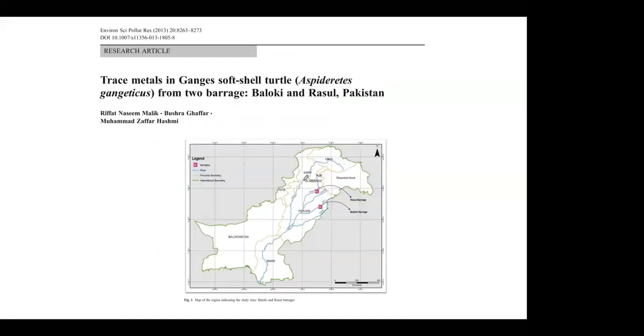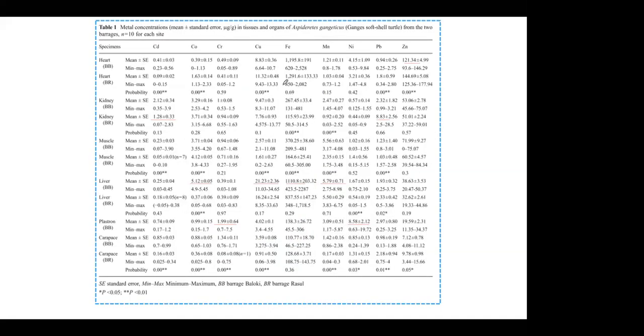Then to monitor the heavy metal contamination in Pakistan from 2 headworks at Baloki and Rasul Barrage, we used the novel Ganges soft shell turtles, and we successfully found that these could be used as the biomonitoring agent for heavy metal contaminations in the riverine bodies. We used different parts of these turtles, and you can find in the table the distribution of different heavy metal contaminations. Overall, all the metals were significantly distributed amongst the different parts of the turtle species, except the iron. Iron was non-significantly distributed.